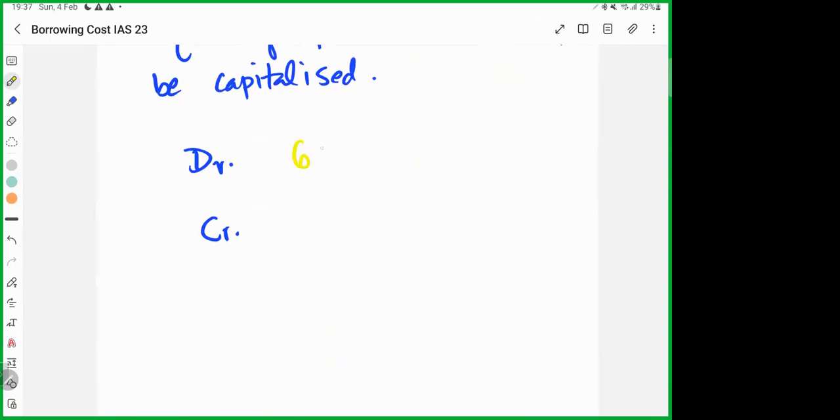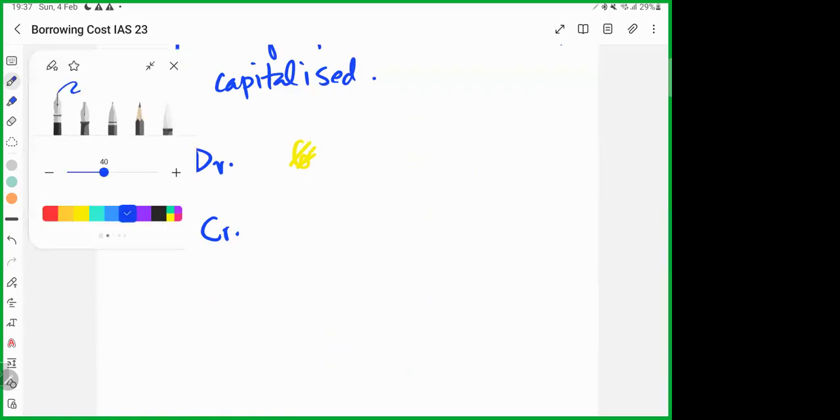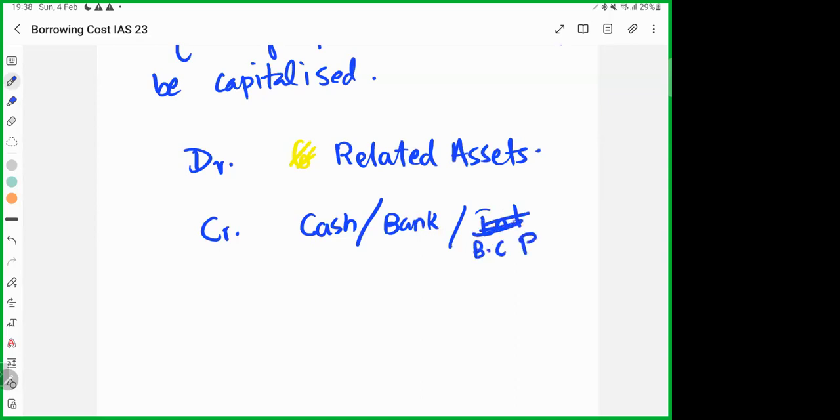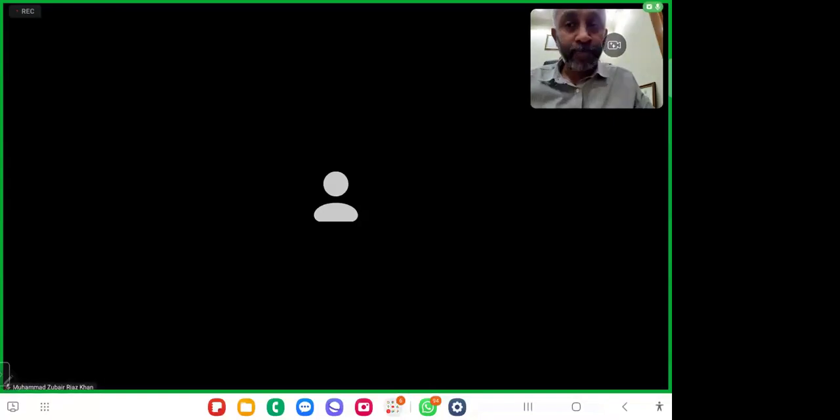So, my double entry will be then 6 billion I will debit to related assets and credit to cash, bank, and or borrowing cost payable. If you paid by cash, you credit to cash. If you paid by bank transfer, you credit to bank transfer. If you have not paid, still you need to pay, then you credit to a liability called borrowing cost payable. Is that fully clearly understood? Yeah. Great.